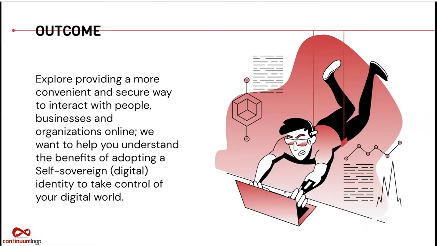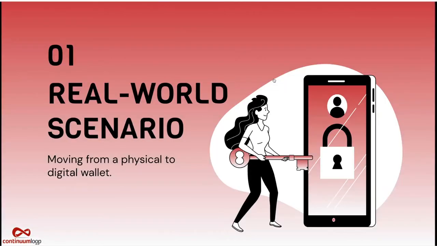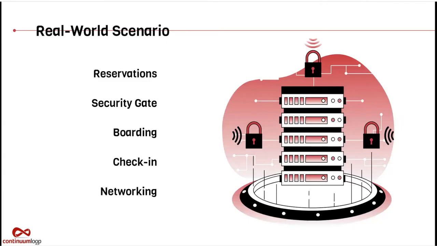So really our goal here today is we just want to explore how providing a convenient, secure way for people and businesses to interact online. We want to help you understand the benefits of adopting the digital ID system just to take control of your own digital world. So the real world scenario that we'll go through, this is something that almost everybody can relate to. It's going to make it a little bit easier for you to envision how adopting the digital ID system can make things more seamless and efficient and just allowing us to take back control of our data.